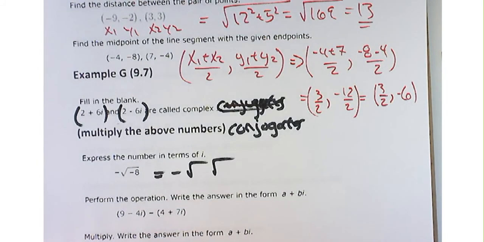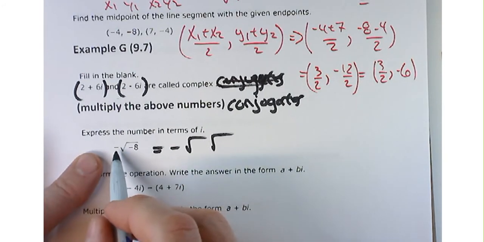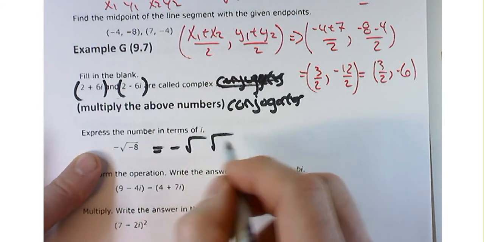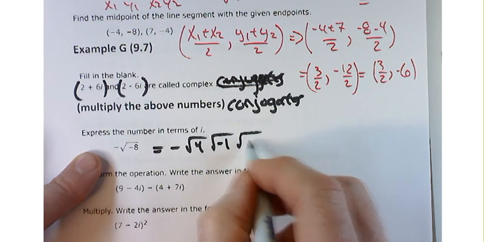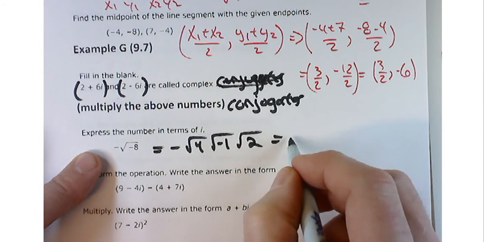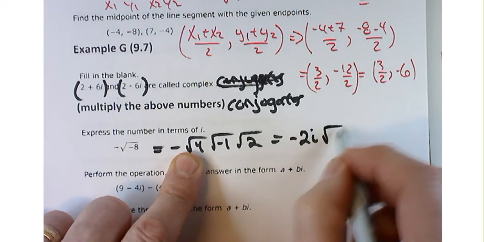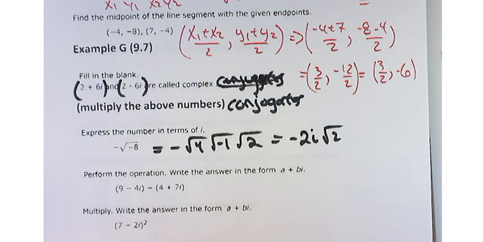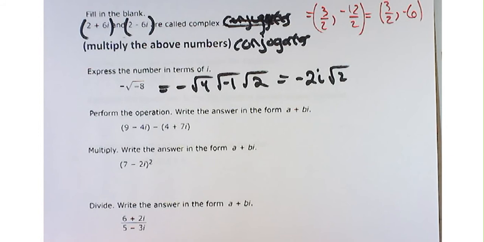Let's see. So, negative the square root of negative 8. I'm going to break that up into two parts. Yeah, a 4, a negative 1, and a 2. So it gives me negative 2i square root of 2. Well done.